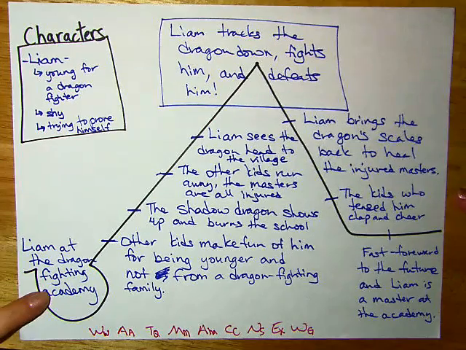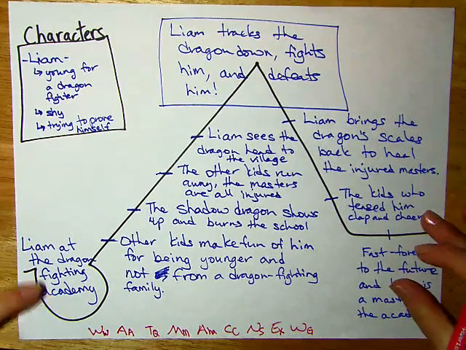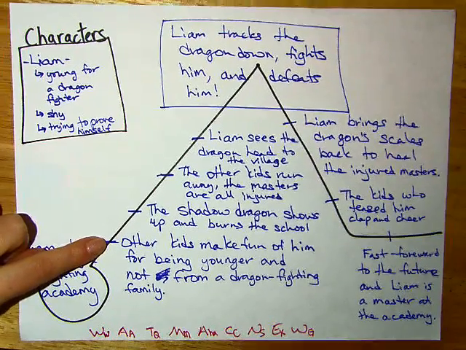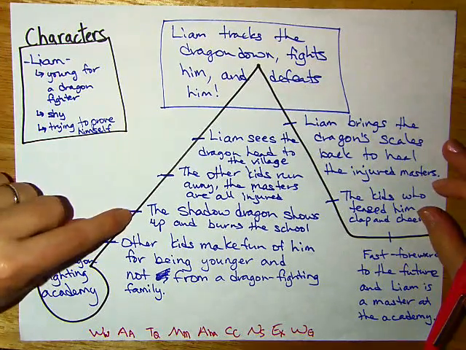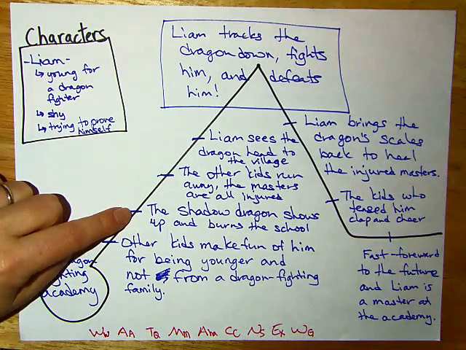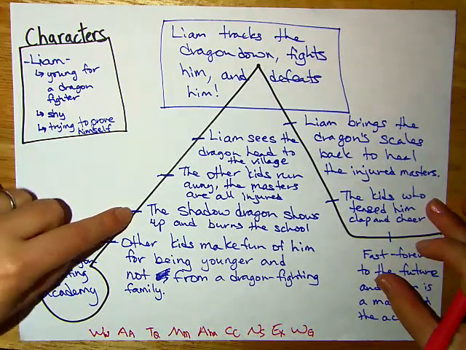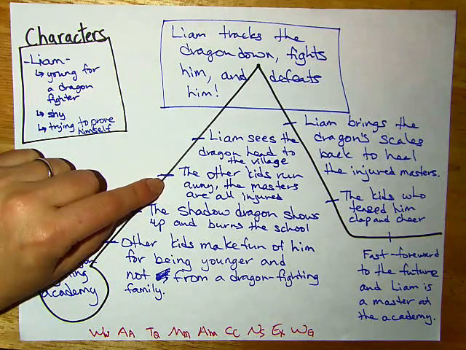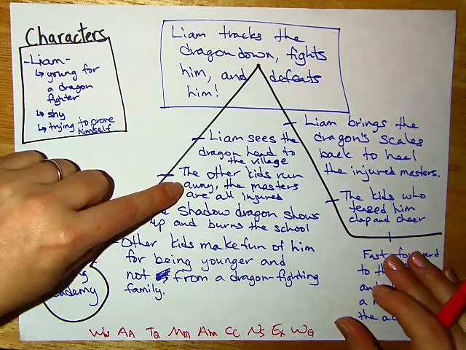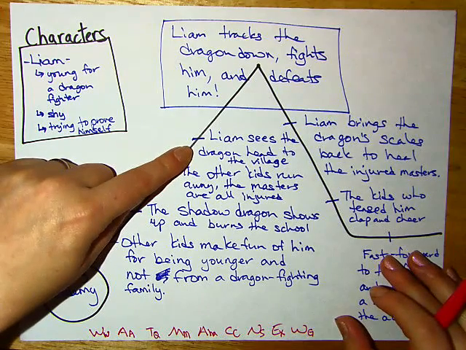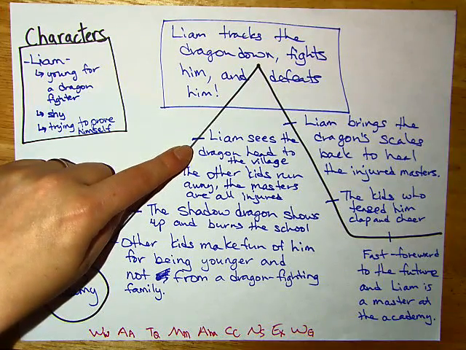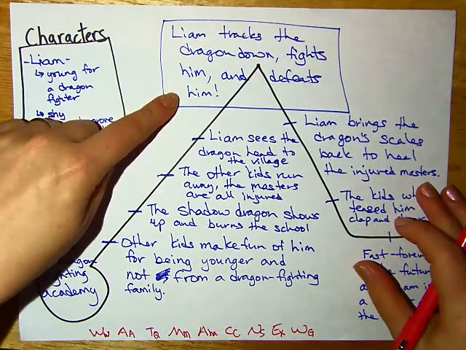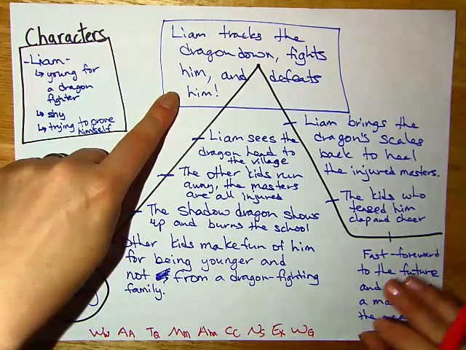So I'm going to start my story with Liam at the Dragon Fighting Academy, and I'm going to have the other kids make fun of him for being younger and not from a dragon fighting family. And then the shadow dragon's going to show up and burn down the school with his fire breath. The other kids are just going to run away, and the masters who are in charge of the school are going to be injured, so they can't fight him off. But Liam is going to see the dragon head toward the village. He knows he's got to do something about it. And so Liam's going to track the dragon down, fight him, and defeat the dragon.